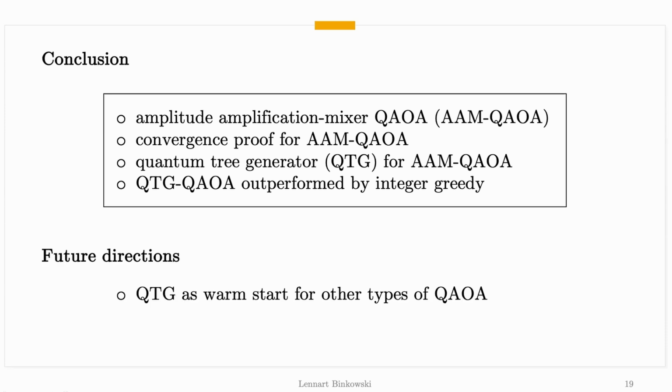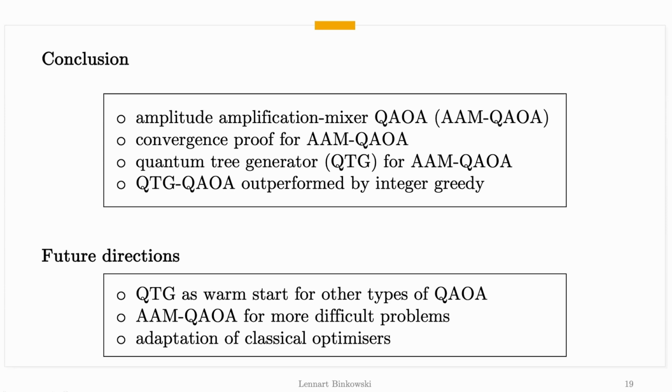However, there are several possible future directions one could go. For example, one could simply use the QTG as warm start for other types of QAOA, but then not use it as a mixer, because implementing it as a mixer is very expensive in terms of gates and cycles, and in the end did not yield the best results compared to integer greedy especially. But we could also again step away from the QTG and consider the general framework of amplitude amplification mixer QAOA, but for more difficult problems where we don't have such a powerful classical heuristic, because the framework of AAM QAOA is generally formulated, and also this convergence proof holds for the general case.